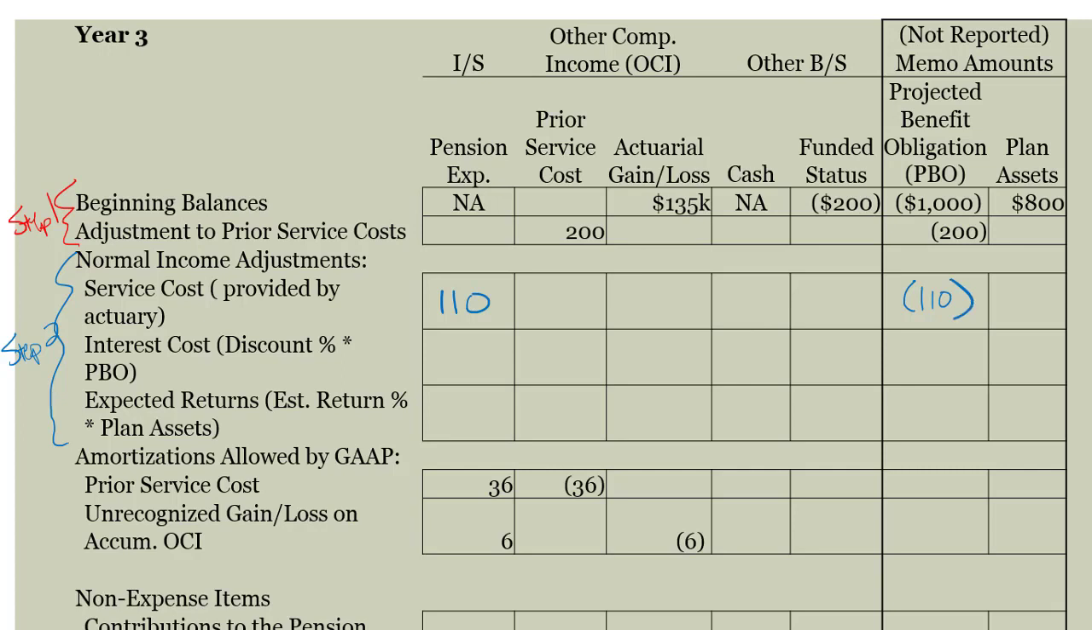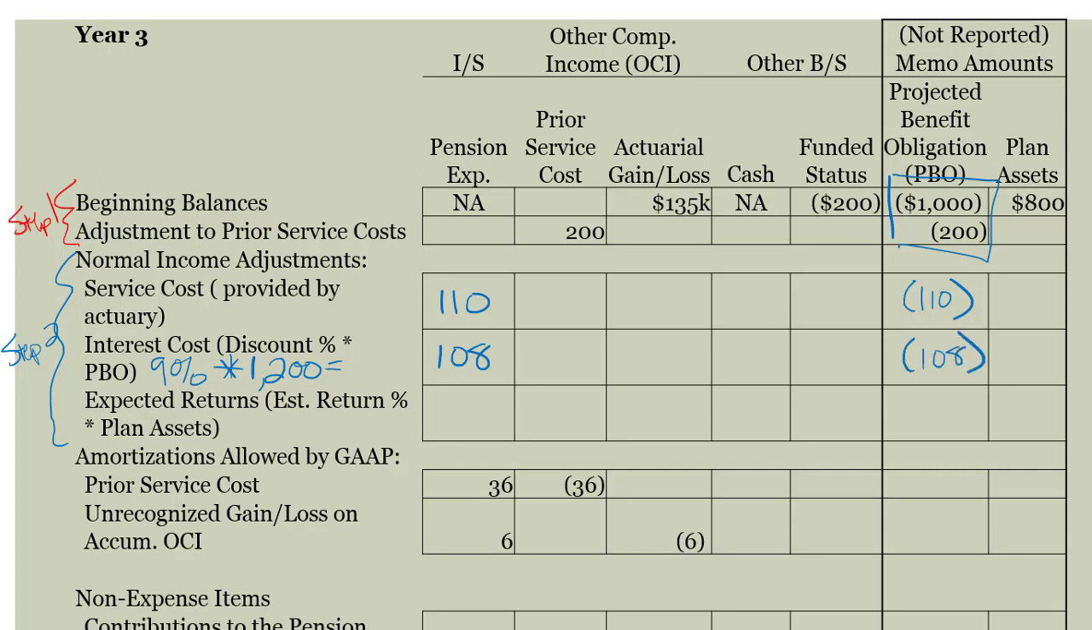Next is my interest cost. And we were told that our discount rate for this year is 9%. And we need to multiply that by the PBO. Now, really important point here. We need both of these numbers when we calculate the interest cost, because when our actuary came up with the value of the prior service cost adjustment, he or she would have adjusted for time value of money. So starting immediately, I've got to start unwinding that discount. So instead of using just the 1,000, I'm going to use the 1,200. And that's going to give me 108,000, increases the expense and increases my obligation.